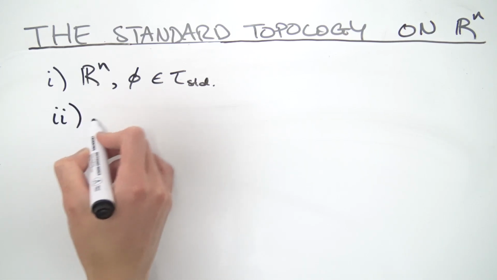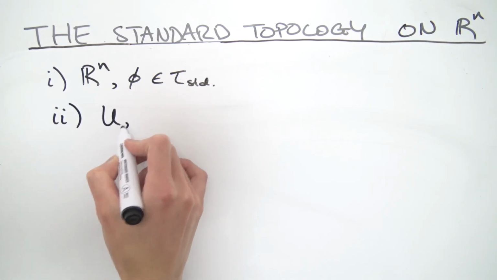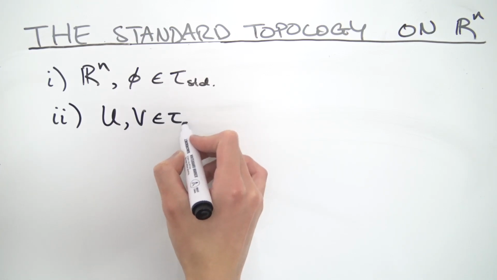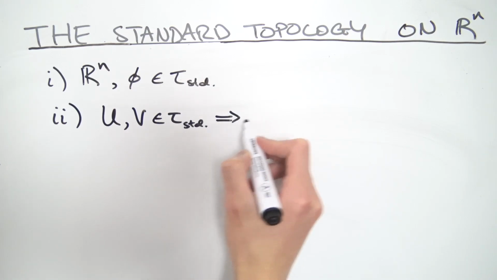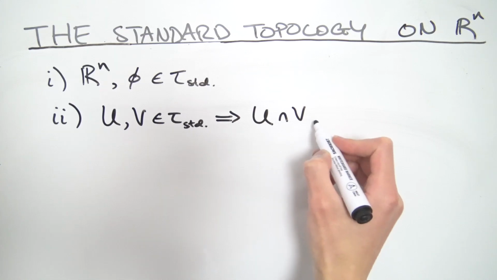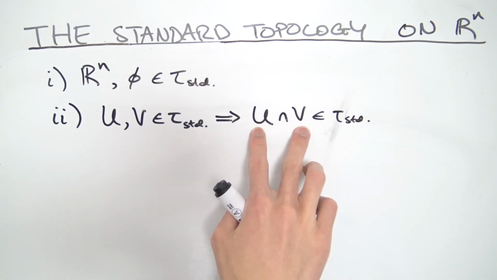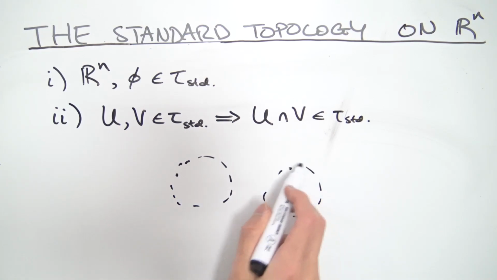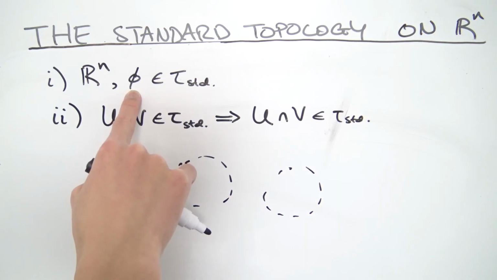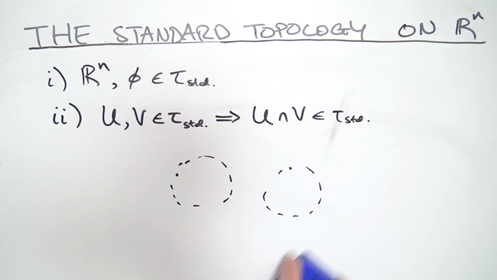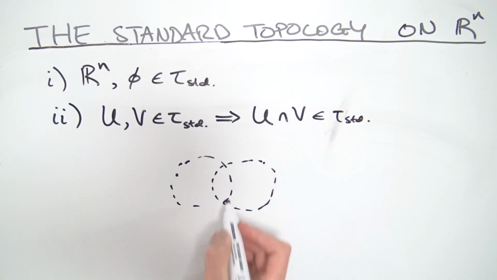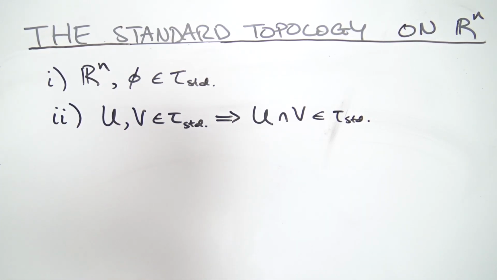Okay, so now let's check condition 2, which states that if we have two subsets U and V that are in the standard topology, it must be that their intersection is also in the standard topology. There are kind of two cases. If U and V are disjoint, then the intersection is the empty set, but the empty set is already in the standard topology. The other case is if they overlap a little bit, so there are some points in the intersection. Okay, so let's choose a point x that's in the intersection.